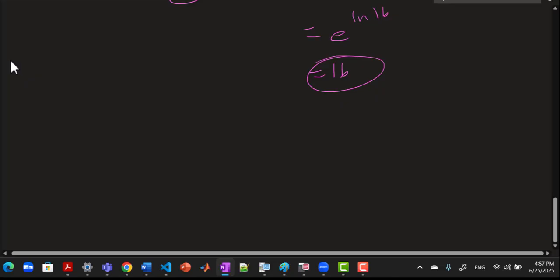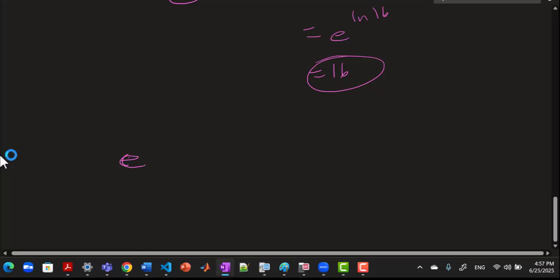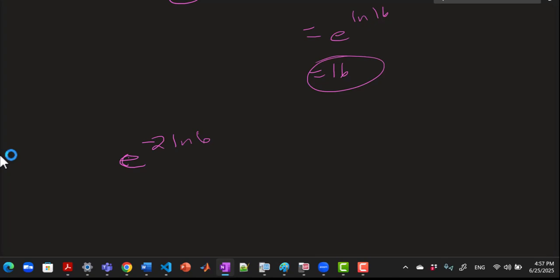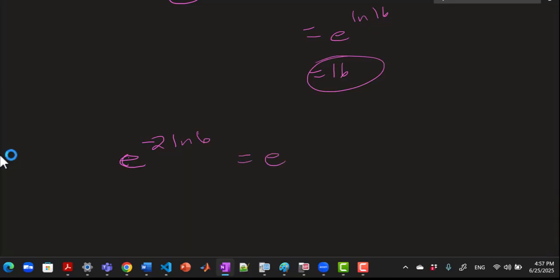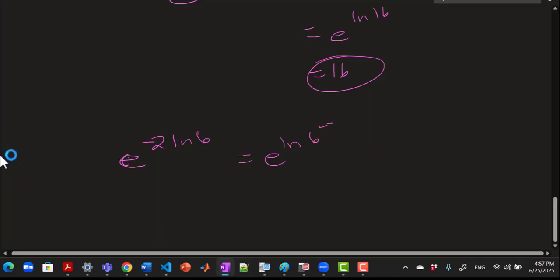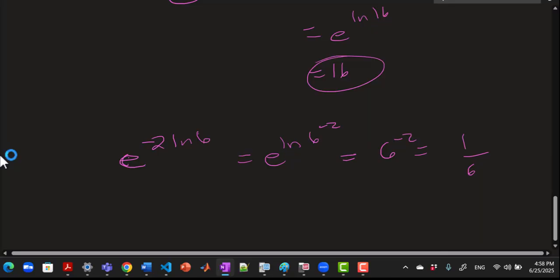What if I had e to the minus 2 natural log of 6? Again, if I just had e to the natural log of 6, I would say it's 6, but I've got to get rid of that 2 first. So that's e to the natural log of 6 to the negative 2. Well, now the e and natural log cancel out. I get 6 to the negative 2, which is 1 over 6 squared, which is 1 over 36, and that is the answer that I need.